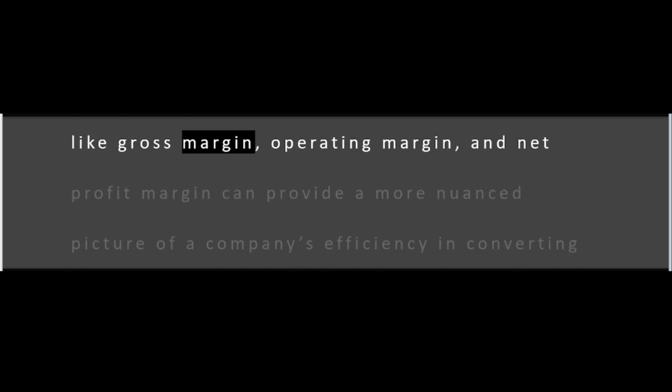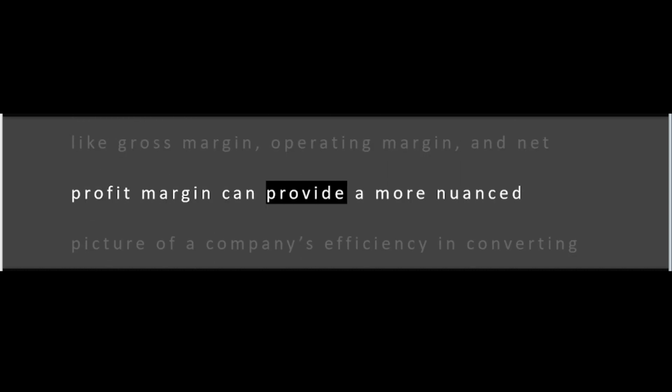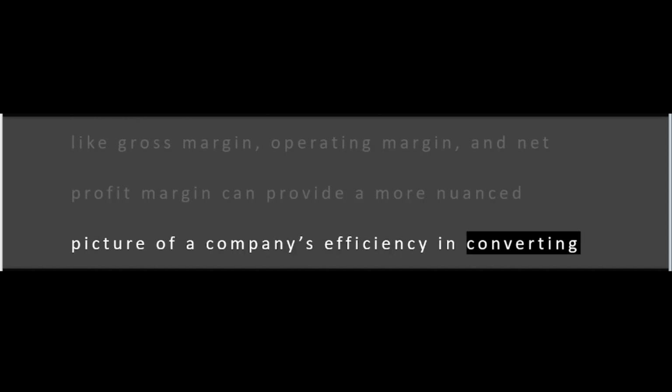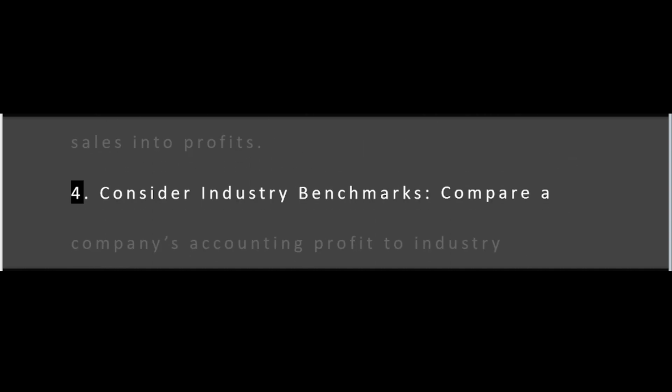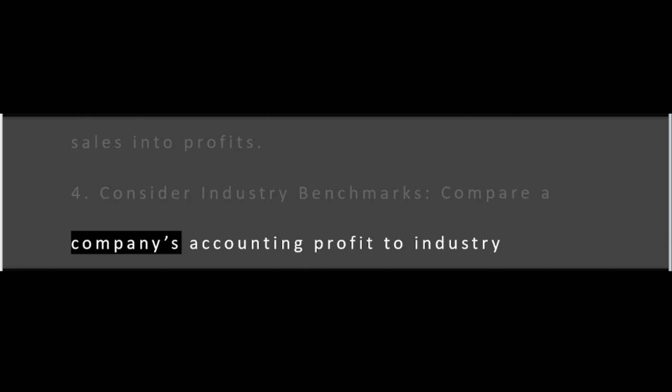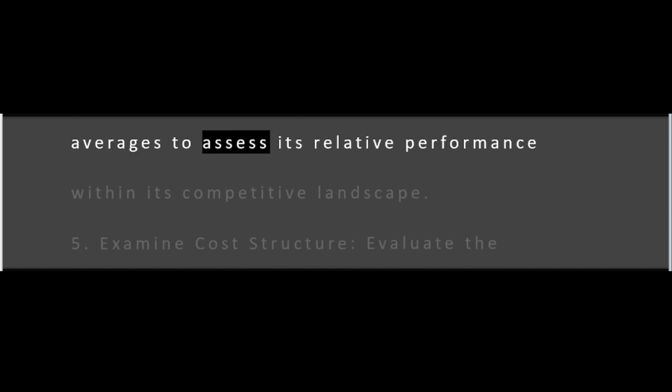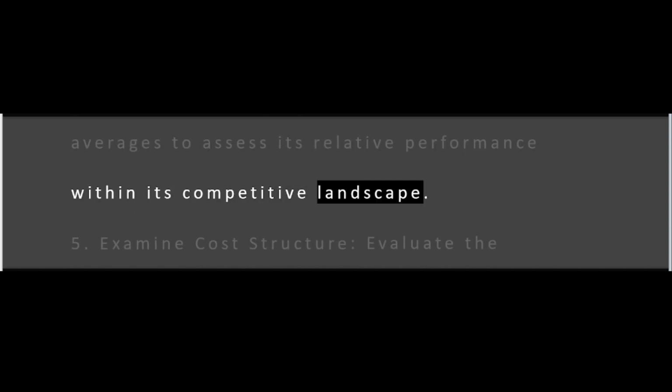3. Compare profitability ratios. Financial ratios like gross margin, operating margin, and net profit margin can provide a more nuanced picture of a company's efficiency in converting sales into profits. 4. Consider industry benchmarks. Compare a company's accounting profit to industry averages to assess its relative performance within its competitive landscape.